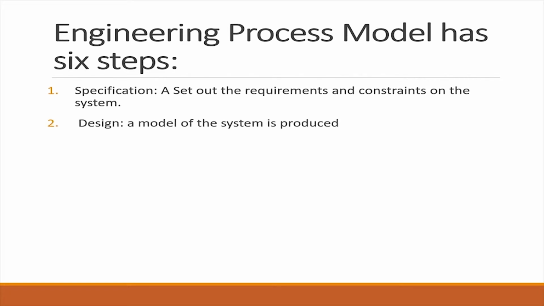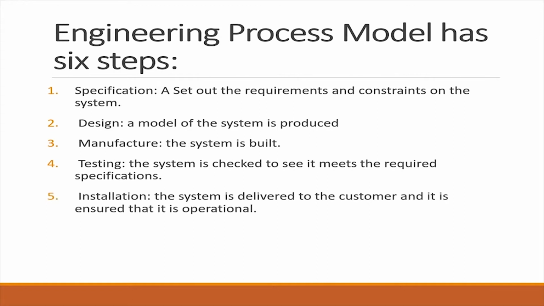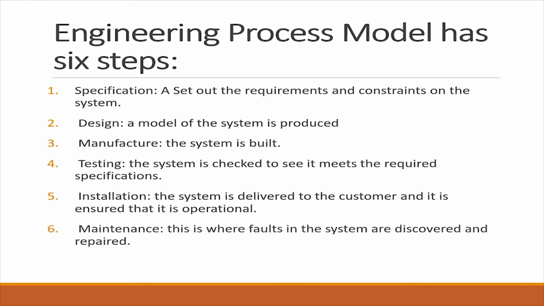Number 2, design. Here, the model of a system is produced. Number 3, manufacture. This is where the system is built. Number 4, testing. This is where a system is checked to see that it meets the required specifications. Number 5, installation. This is where a system is delivered to the customer and it's ensured that it's operational. Number 6, maintenance. This is where faults in the system are discovered and repaired.